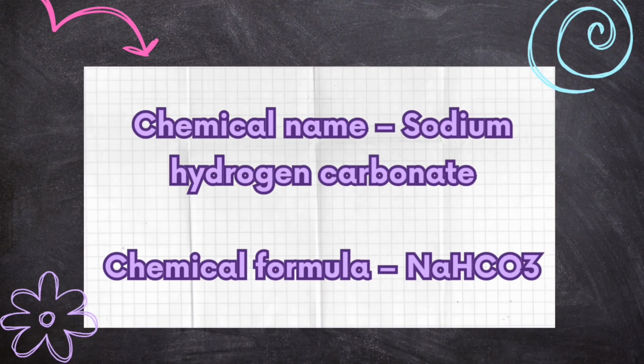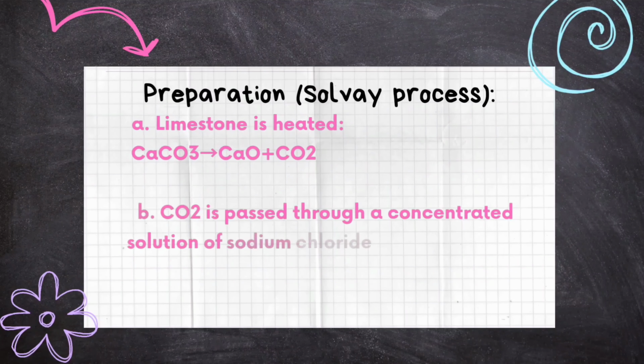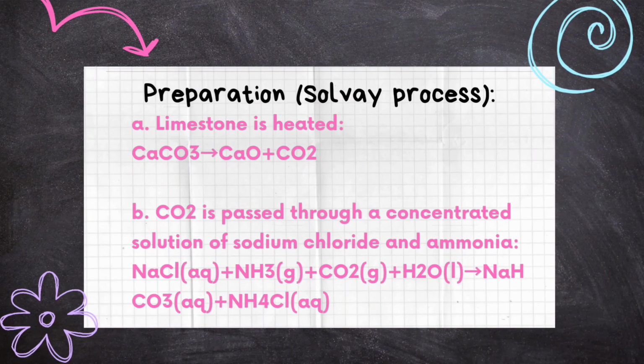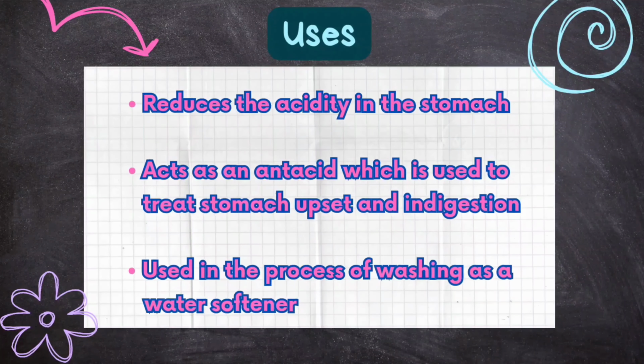Chemical name: sodium hydrogen carbonate. Chemical formula: NaHCO3. Preparation: Solvay process. A. Limestone is heated. B. CO2 is passed through a concentrated solution of sodium chloride and ammonia. Uses: reduces the acidity in the stomach. Acts as an antacid which is used to treat stomach upset and indigestion. Used in the process of washing as a water softener.